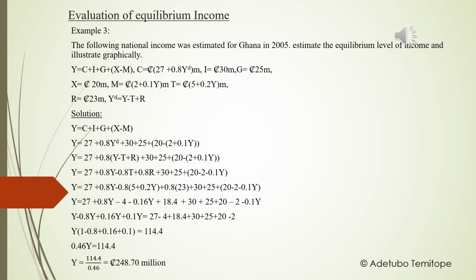114.4. Then when you solve what is in the bracket, we have 0.46Y equals 114.4. When you divide both sides, we have Y equals 248.17. So in the next slide is where we have the graph.